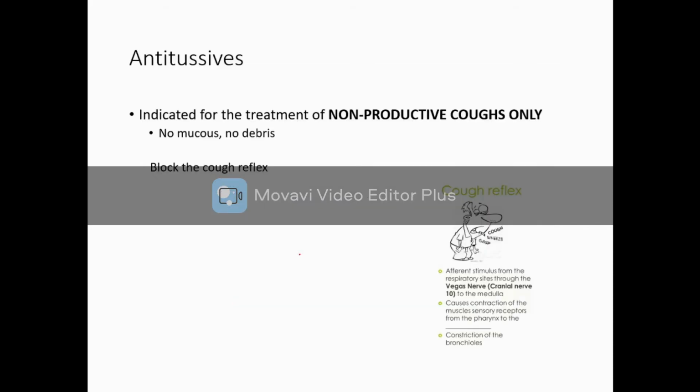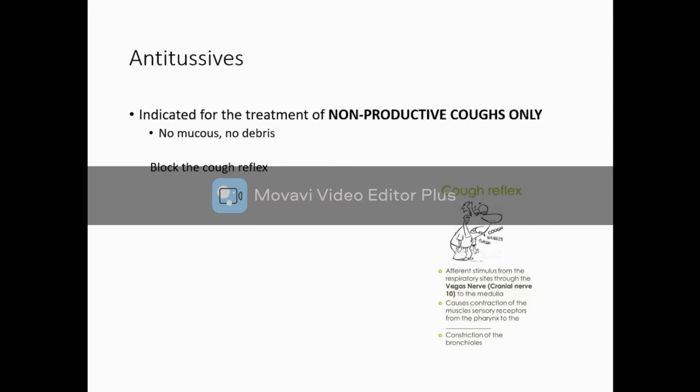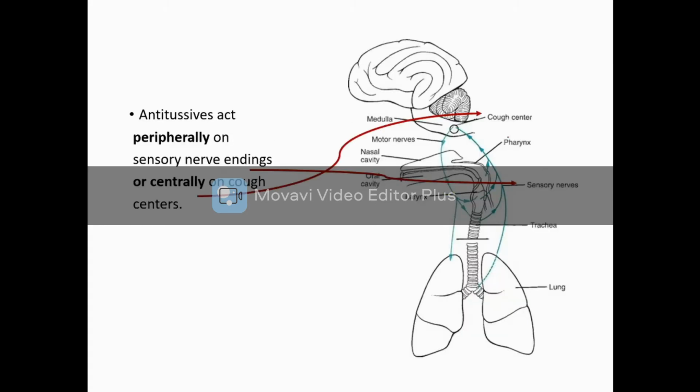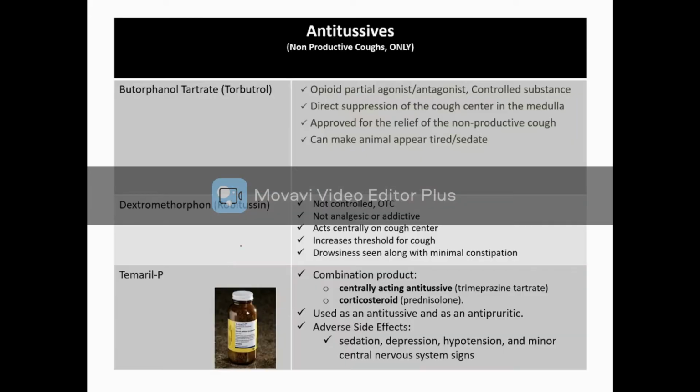Antitussives. This is indicated for the treatment of non-productive coughs only. If you have mucus or debris in your lungs, you must get that out in order to live. So we want to block the cough reflex only if we have nothing in our lungs that we need to get out. They can work either peripherally on the larynx, pharynx, trachea, bronchioles, or the lung, or they can work in the medulla on the cough center centrally.